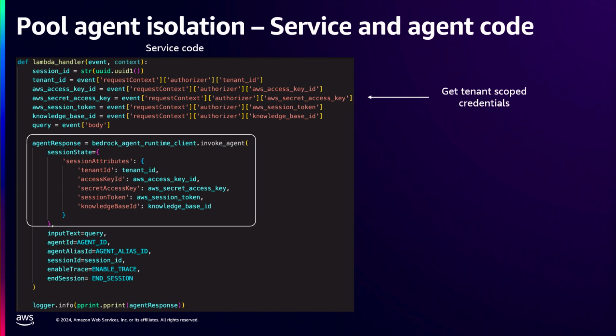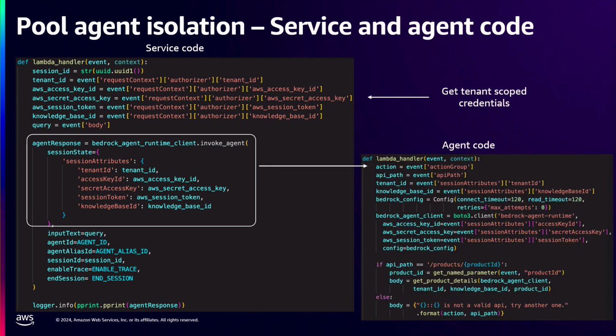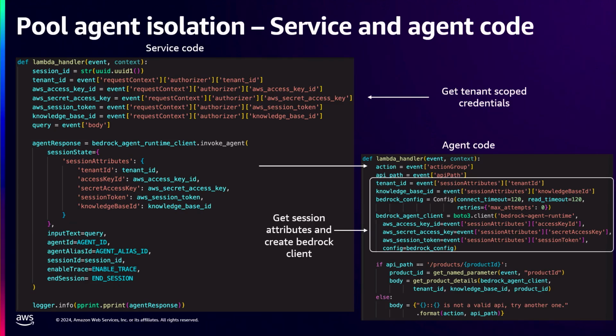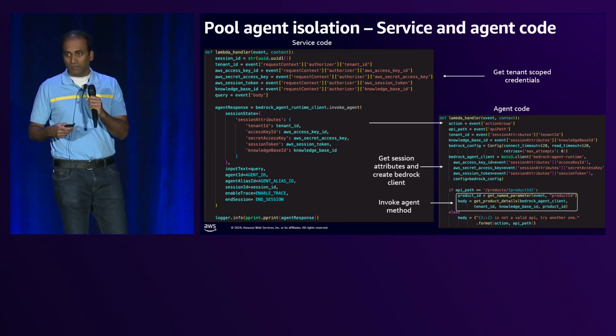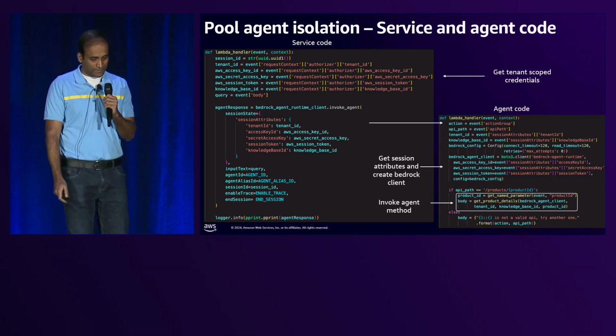At this point, the agent code gets kicked in. If you look at the first part, what the code does is parse the session attributes to get the scope credentials which are specific to this particular tenant. You could also see that it is getting any additional metadata it requires. Once it gets the scope credentials, in a similar story, we are creating a Bedrock client using the scope credentials, which will give access only to the tenant-specific resources. Now the agent code will invoke the other methods using that Bedrock client, which gives the tenant access only to the tenant-specific resources. This is how isolation works for a pool agent.